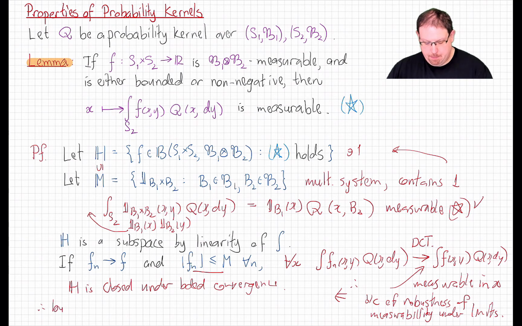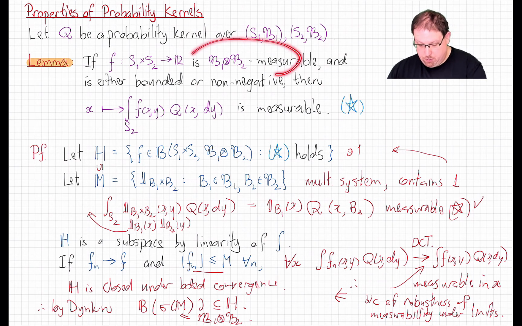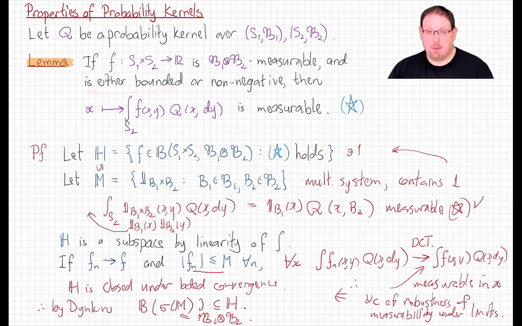And therefore, by Dynkin's multiplicative systems theorem, the space of all bounded functions measurable with respect to the sigma field generated by M is contained in H. But the sigma field generated by M is the sigma field generated by all product sets, which by definition is the product sigma field. And therefore we see that indeed all bounded measurable functions do satisfy this measurability condition. So that takes care of this part of the statement of the lemma.